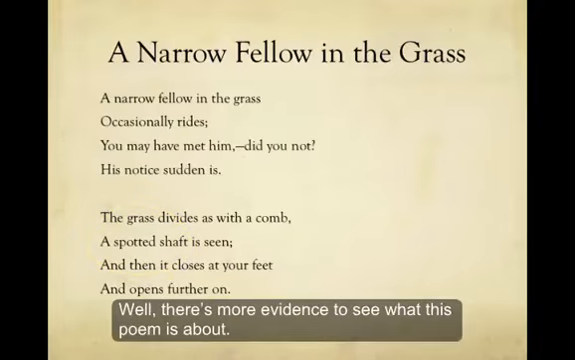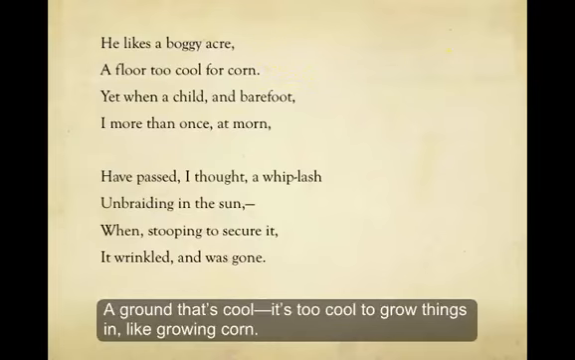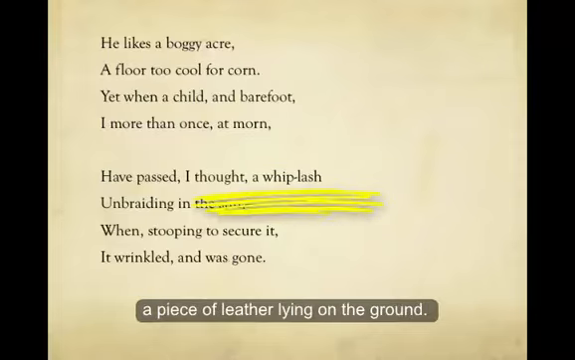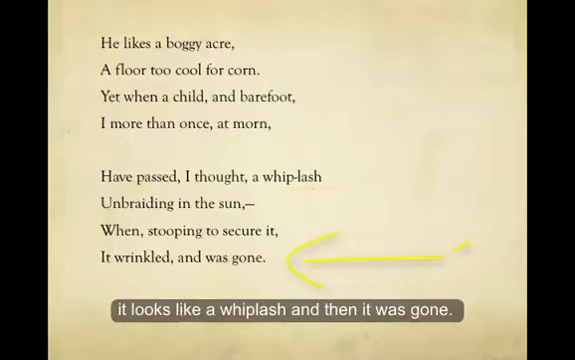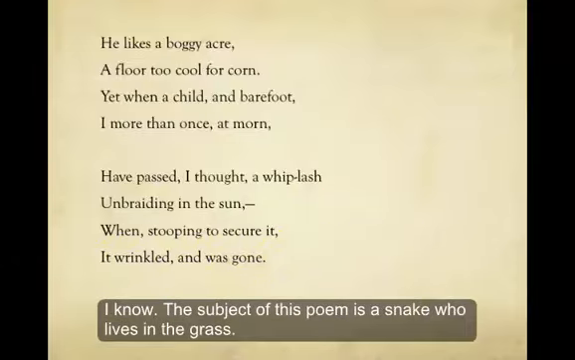Well, there's more evidence to see what this poem is about. Whoever this is likes a boggy acre, that is, a marsh or a swamp. A ground that's too cool to grow things in, like corn. And in fact, she has made the mistake of thinking that she's seeing a whiplash, a piece of leather lying on the ground. But whatever this fellow is, it looks like a whiplash, and then it was gone. Hey, wait a minute. I know. The subject of this poem is a snake who lives in the grass.